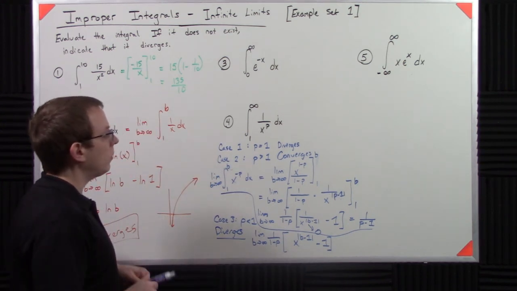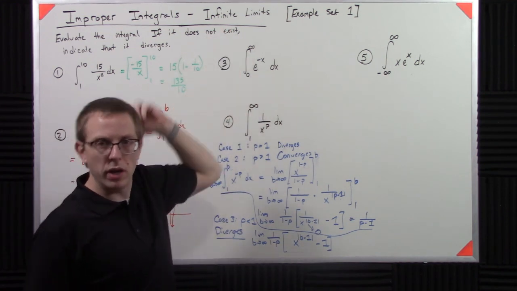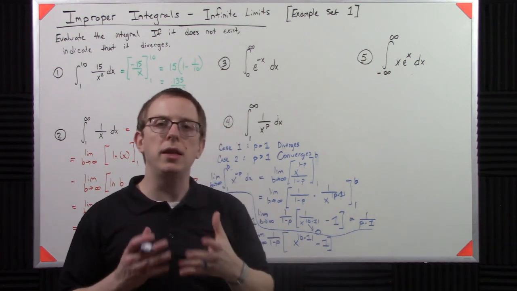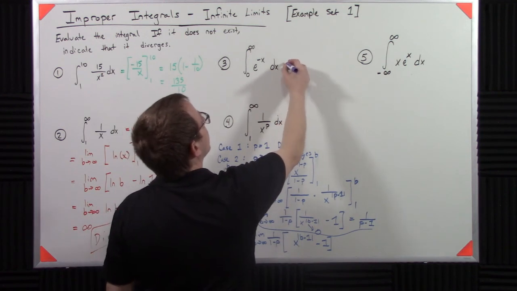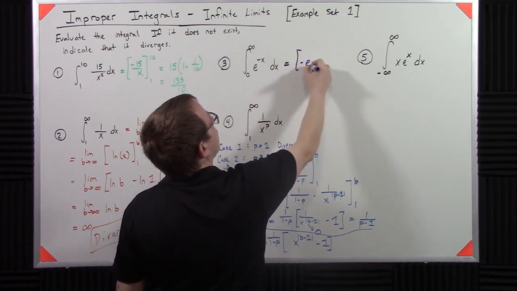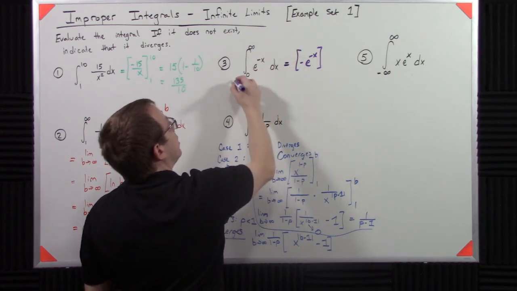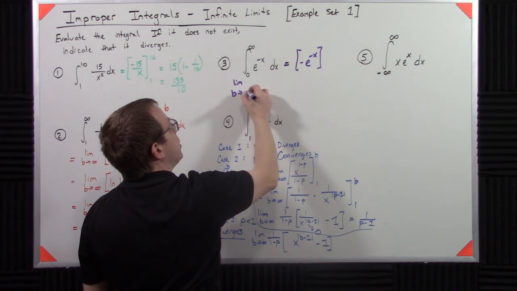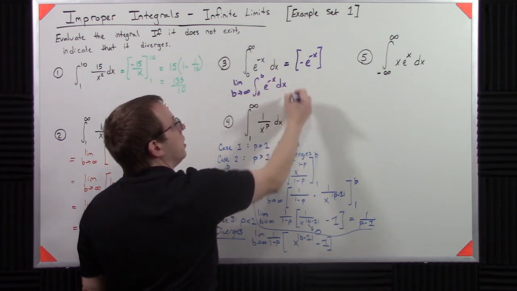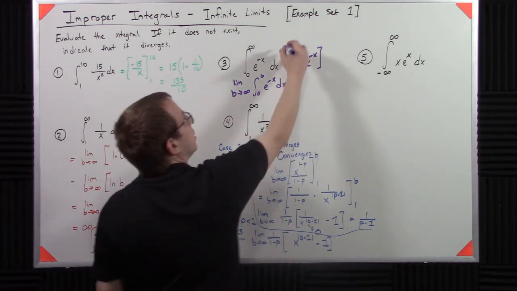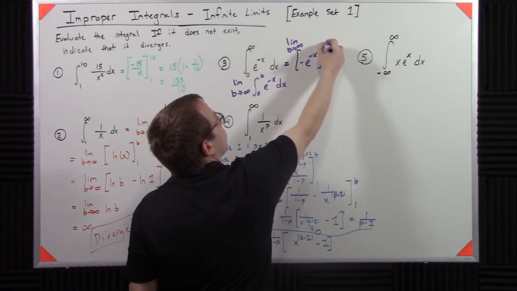Now, this is clearly an improper integral because we have an infinite limit here. So we need to take the antiderivative. Now, hopefully you can figure out that the antiderivative here is negative e to the negative x, and that this is the limit as b approaches infinity of the integral from 0 to b of e to the negative x dx.